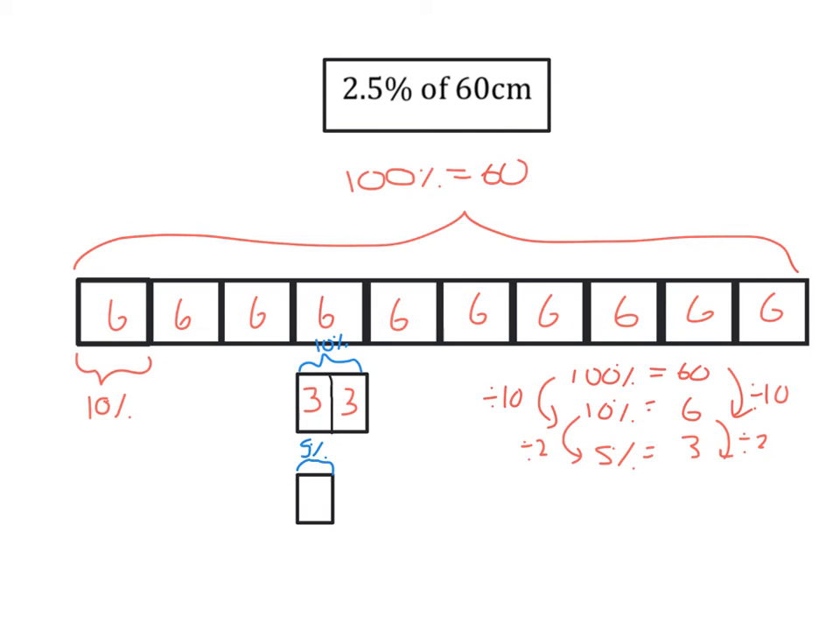But I only want 2.5%, which is actually a half of 5%. So if I split this bar in half, I'm going to get my 2.5%. This 5% was 3. So if I split 3 into both of these boxes, I'm going to end up with 1.5 in each one. Again, to get from 5% to 2.5%, I had to divide by 2, and I ended up with 1.5. So my answer is 1.5 centimetres.